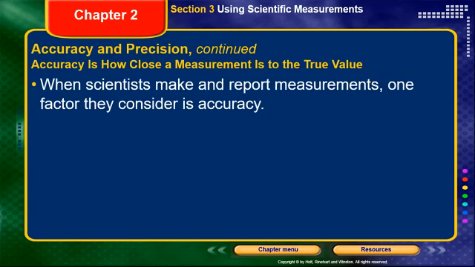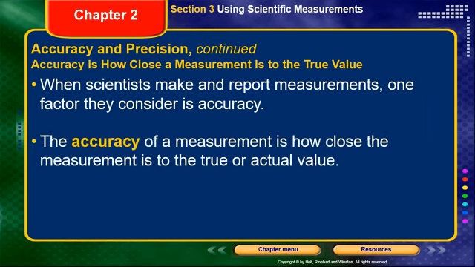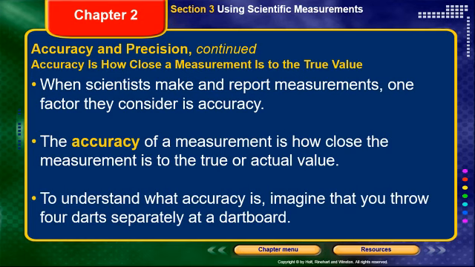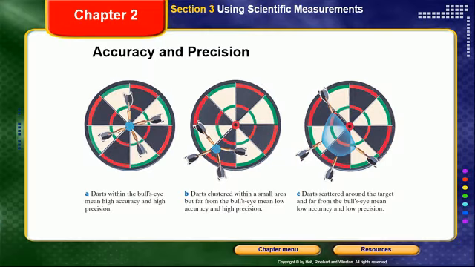So when scientists make and report measurements, one factor they consider is a term called accuracy. The accuracy of a measurement is how close the measurement is to the true or actual value. So to understand accuracy, imagine that you throw 4 darts separately at a dartboard. Now note, this next graphic I'm about to show you is going to talk about both accuracy and precision. So even though precision will be defined on a later slide, I'll talk a little bit about it on this graphic. So here we see 3 different dartboards.